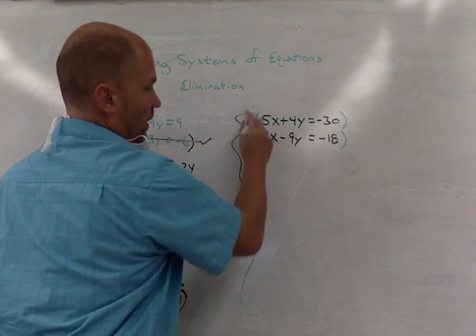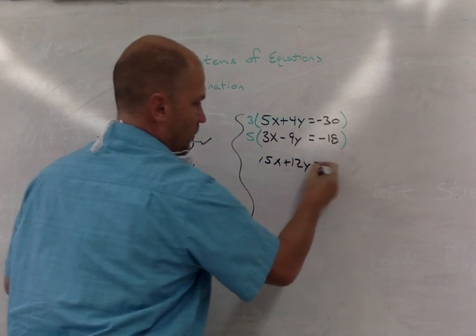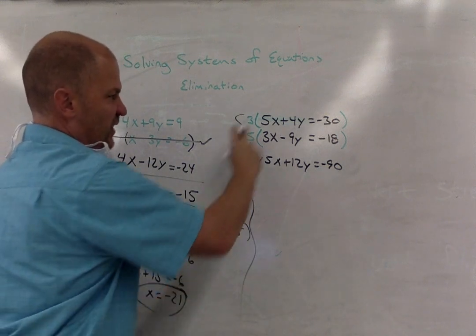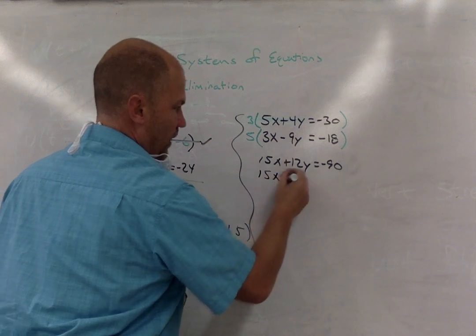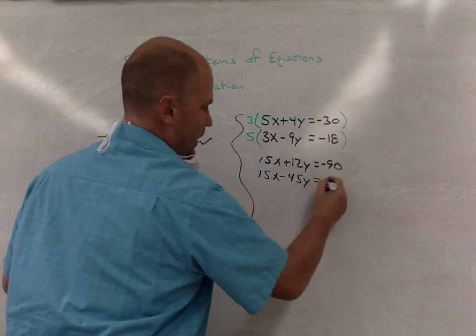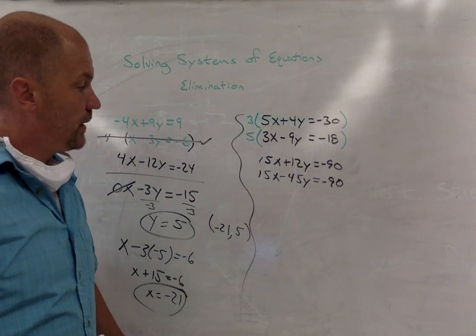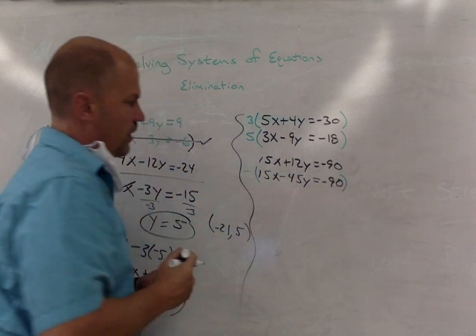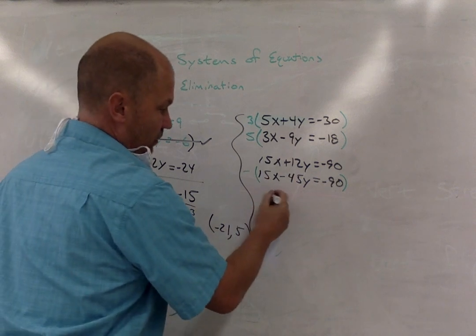So I'm going to rewrite these expressions. I'm going to distribute this 3 all the way through. 15x plus 12y equals negative 90. Don't forget to always multiply the last one as well. So that's the top. Now I'm going to do the same thing with this line. 15x minus 45y, 5 times 18 is negative 90 again. Yeah, that's right. Now, I can subtract the top one from the bottom one because 15x minus 15x is 0x.